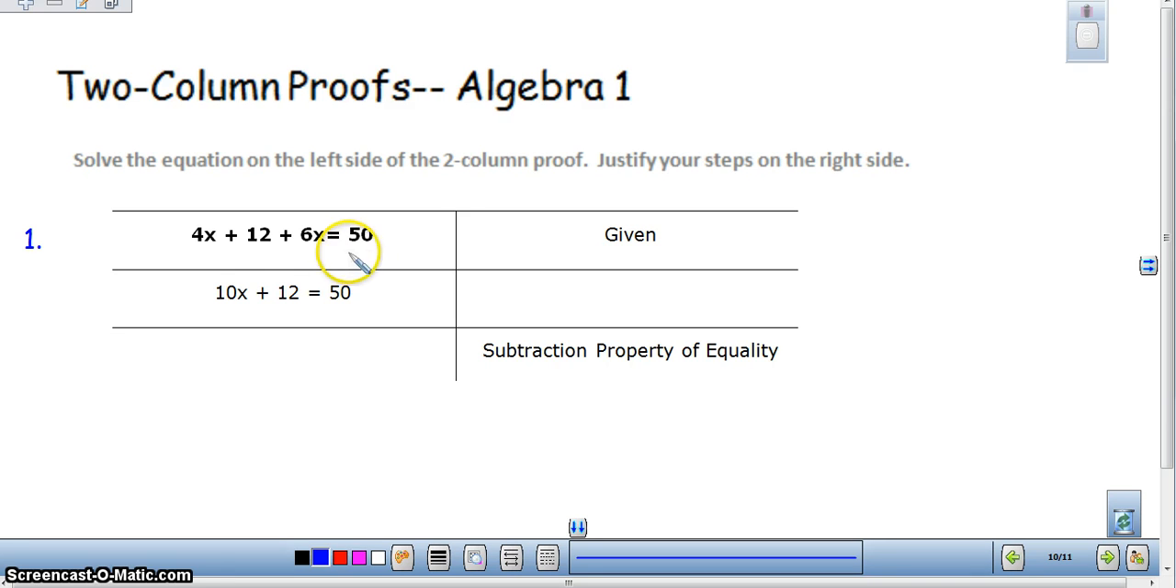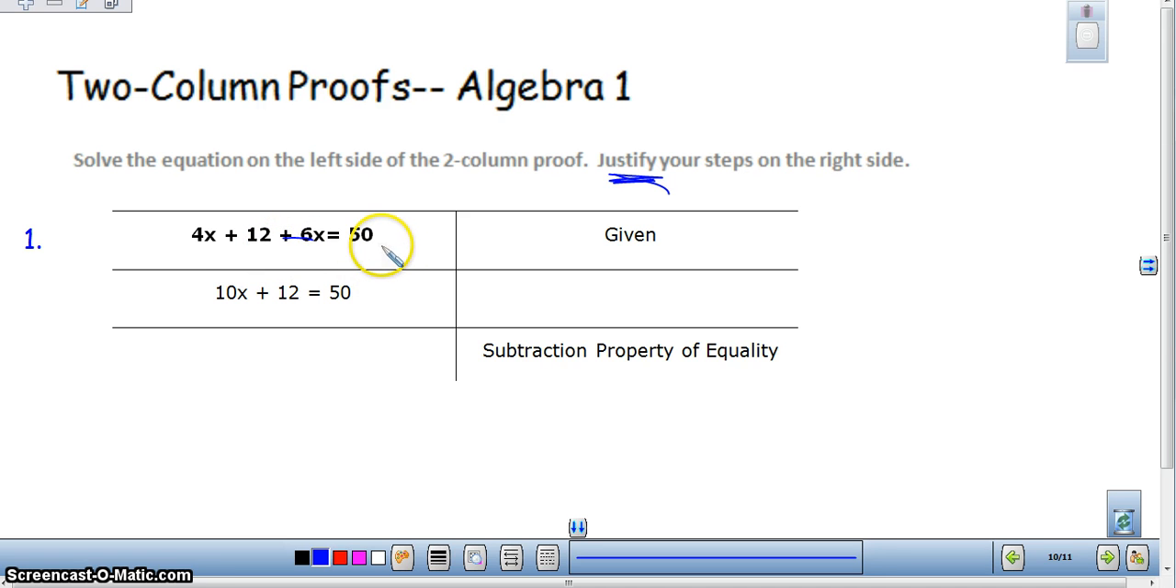You're going to be asked to do proofs in class. I'm going to take you through this one, and we'll hopefully even get to a second one. In this problem, we are looking at 4x plus 5 plus 6x equals 50. That is given. You're going to show the steps on the left side and show your justifications, which is what we had earlier, on the right side.